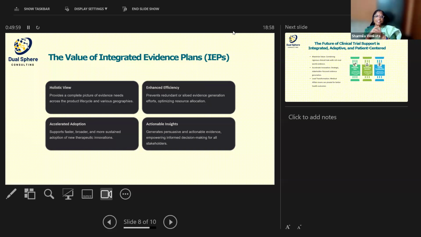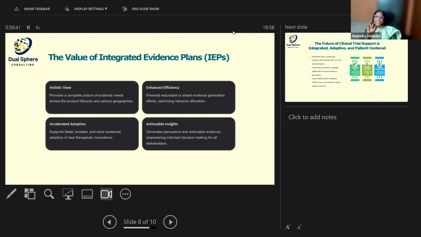Next is speeding adoption of therapies. It means anticipating and delivering the evidence stakeholders need before they even ask for it. Then the IEP accelerates decision making. That means faster access for patients and quicker uptake in the market. Next is providing actionable insights. What it means is that an IEP, an integrated evidence plan, isn't just a list of studies.